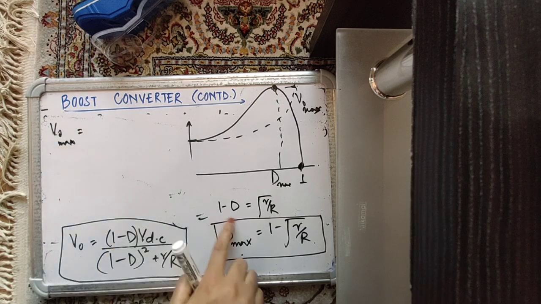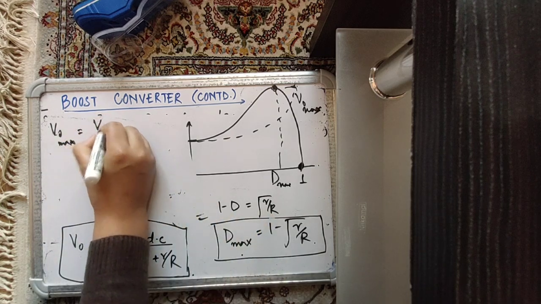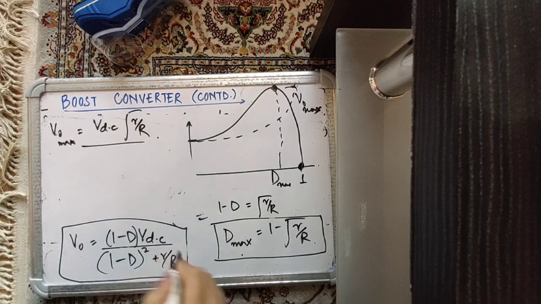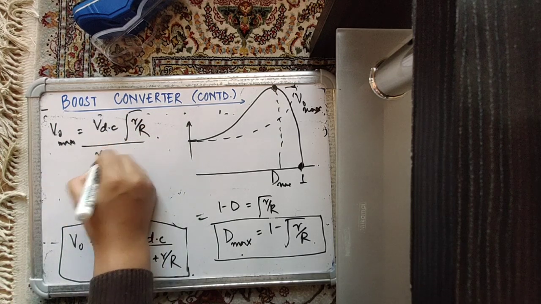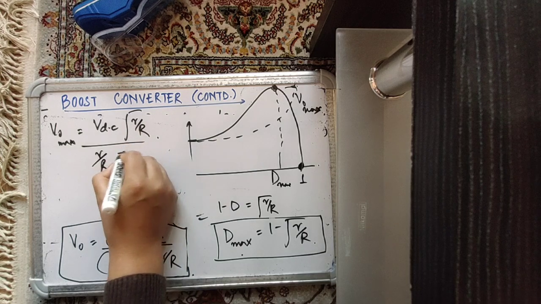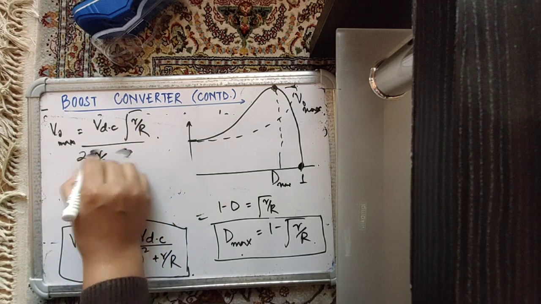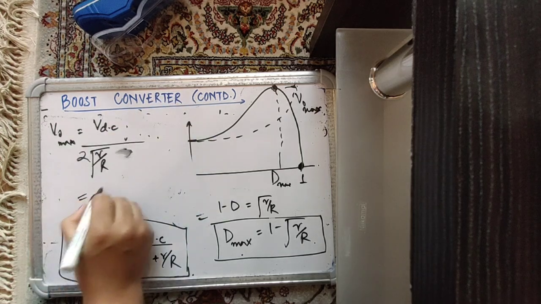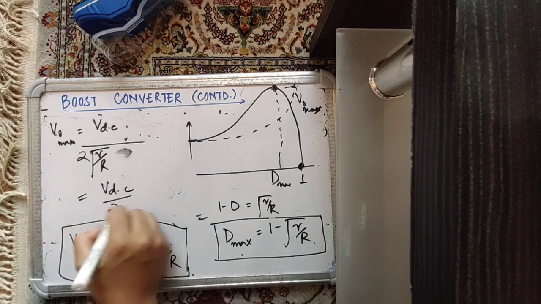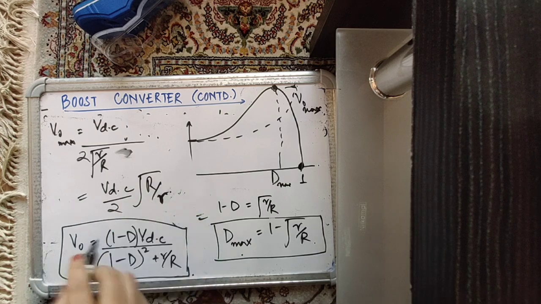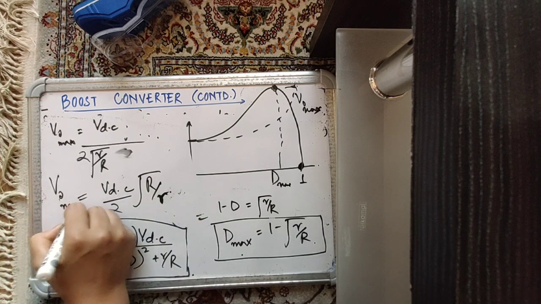is equal to, 1 minus D is equal to under root r upon R. So VDC under root r upon R divided by r upon R plus r upon R. So this is 2 times r upon R. So this becomes VDC by 2 under root of R by r. So this is the maximum output voltage of the converter.